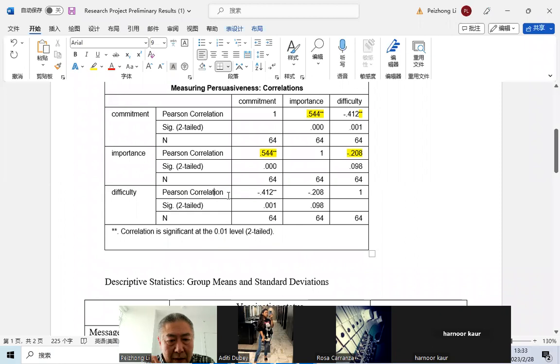Yes. Okay, so the three items are highly correlated with each other. That shows good reliability. But there are some questions about the validity of the difficulty item. It's weakly correlated with importance. Although the direction is good, we predicted a negative correlation, it's not that strong. So maybe we have some questions about whether this item is really measuring persuasiveness.